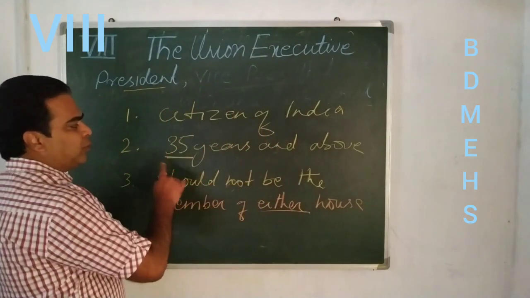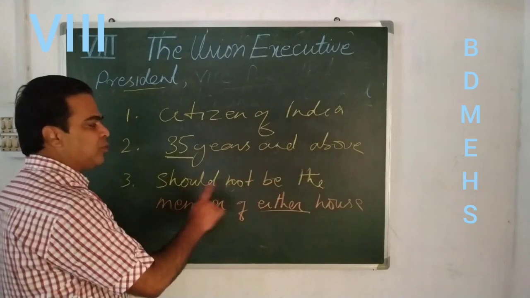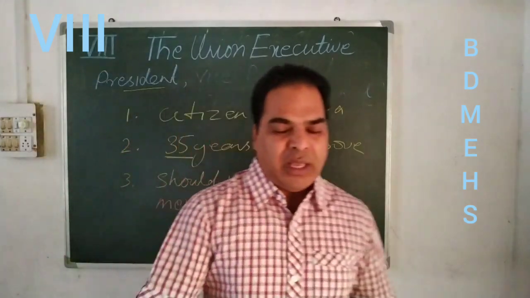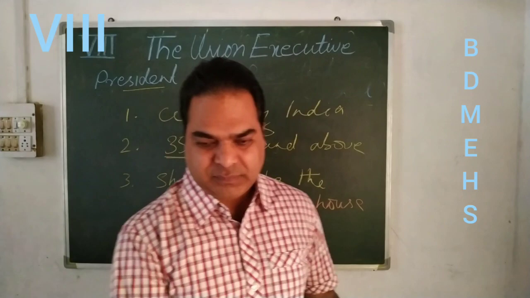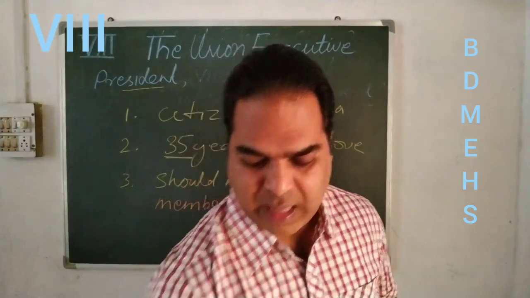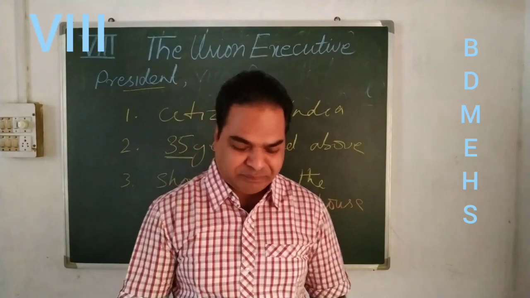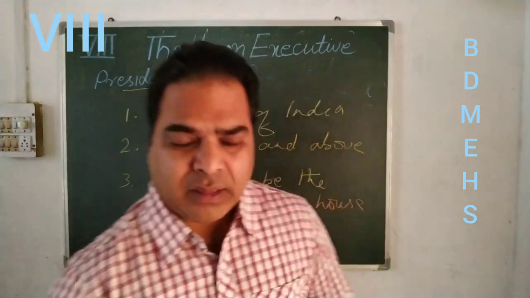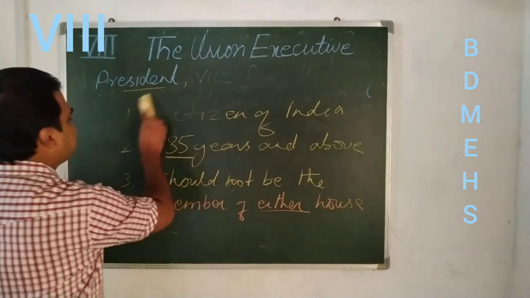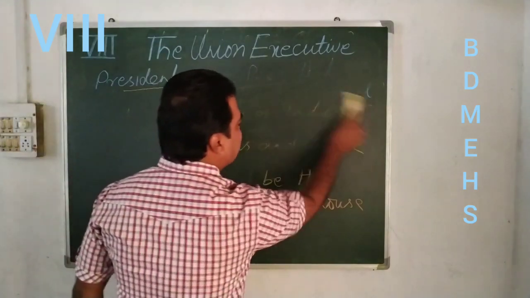Citizen of India. Number 2, 35 years and above. Should not be a member of either house. And he should not hold any office of profit. So that is all. Now next we'll be discussing the election.